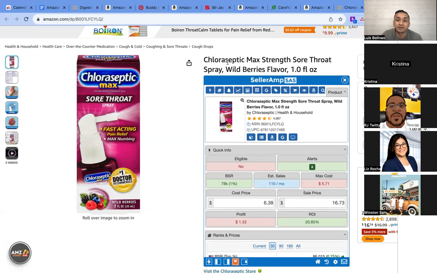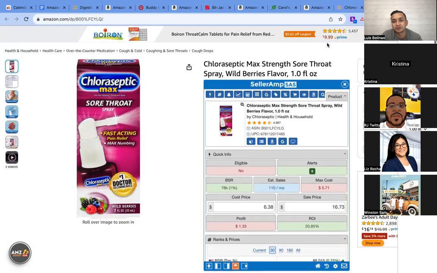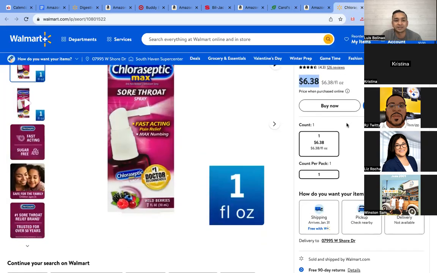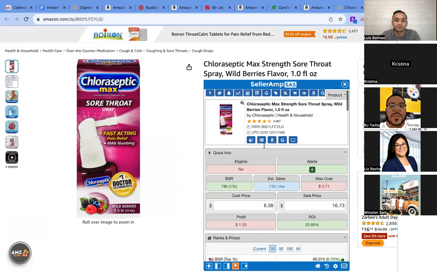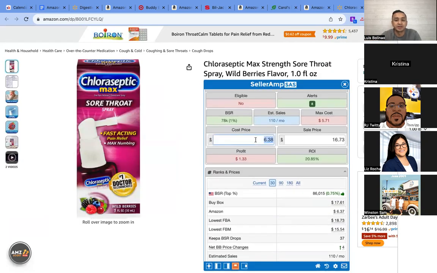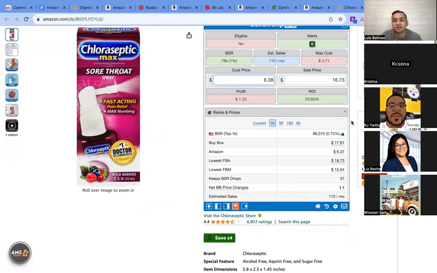You got to really compare the products if they match. So you look at the photos, title, descriptions, size, color. So if you guys look closely, it's the same exact product, 1 fluid ounce. And then from here, I usually plug in the cost of the product. You plug in the cost, right? So the cost is $6.38 on Walmart, and the selling price on Amazon is $16 right here.